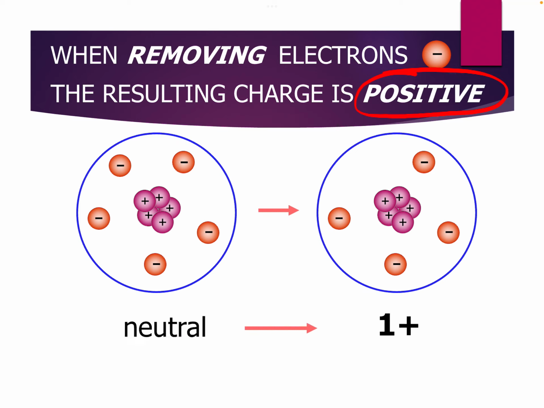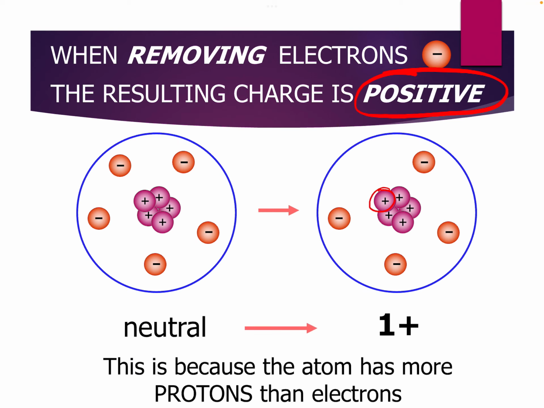So this atom here went from neutral, where our positives and negatives canceled out, to a 1 plus because it lost an electron, meaning it has 1 proton left over. Okay, so here's your rationale. It becomes positive because the atom now has more protons than it has electrons. This charge is telling you which extra thing you have. So we have 1 extra positive charge, 1 extra proton.